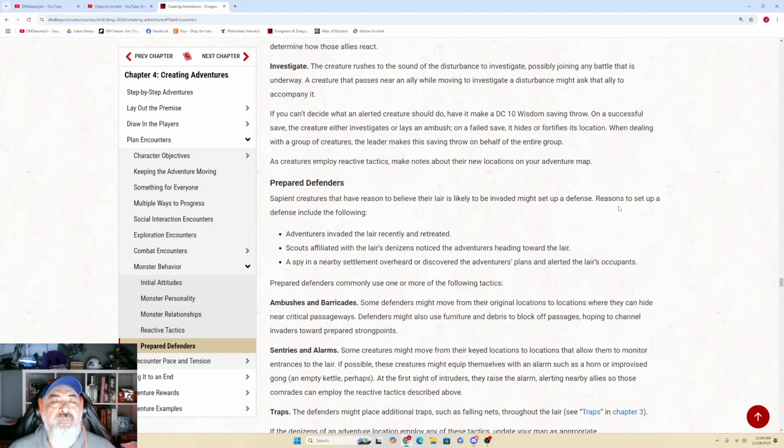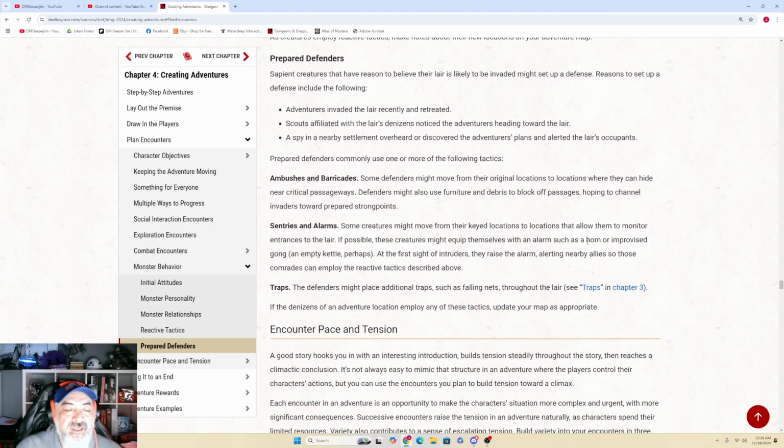If you can't decide what an alerted creature would do, have it make a DC 10 Wisdom saving throw. On a successful save, the creature either investigates or lays an ambush. On a failed save, it hides or fortifies its location. When dealing with a group of creatures, the leader makes this saving throw on behalf of the entire group. As creatures employ reactive tactics, make notes about their new locations on your adventure map.